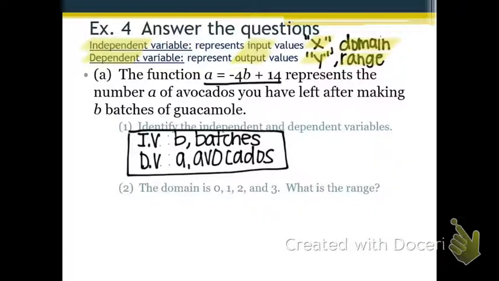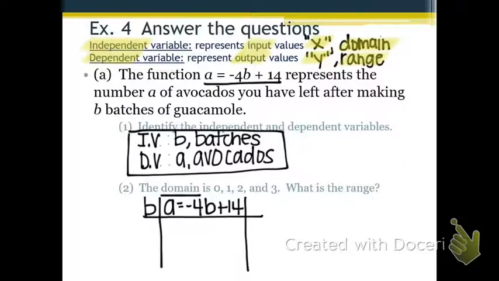Now, number 2 tells us that the domain for this problem is 0, 1, 2, and 3. So domain, are these numbers going to go in place of B or are these going to go in place of A? Again, you got to know what domain goes with. Does it go with your independent variable or your dependent variable? Your independent variable. So we are going to create a chart that has a B column for the batches of guacamole, a column that has the function A equals -4B plus 14, and of course a column that has an A for the avocados that are left.